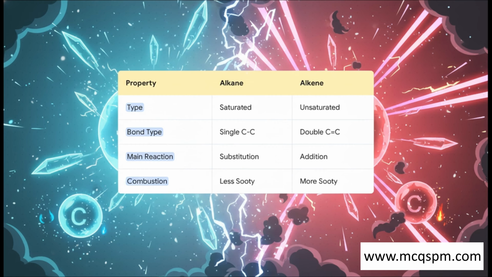bond type. See how alkanes have only single carbon-to-carbon bonds? That makes them saturated. Alkenes, though, have at least one double carbon-to-carbon bond, which makes them unsaturated. This single detail dictates everything else, even how they burn.